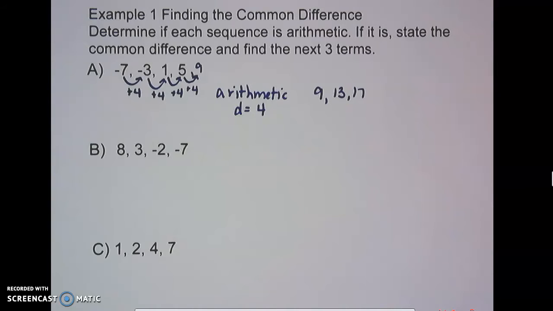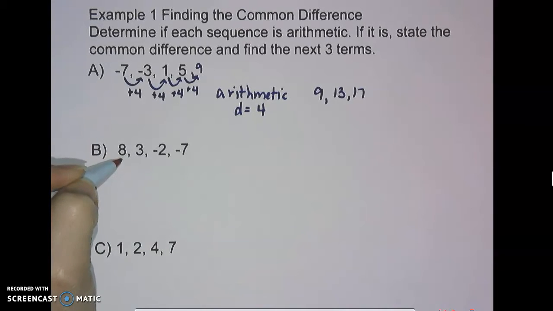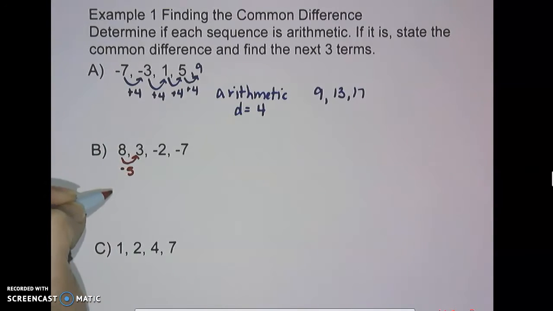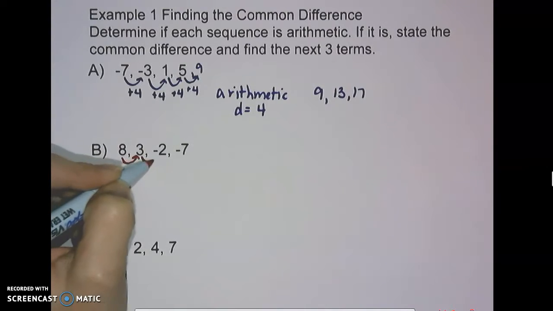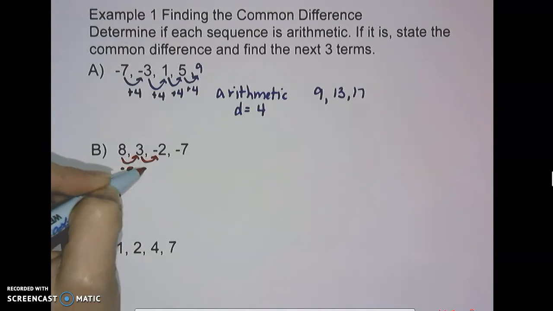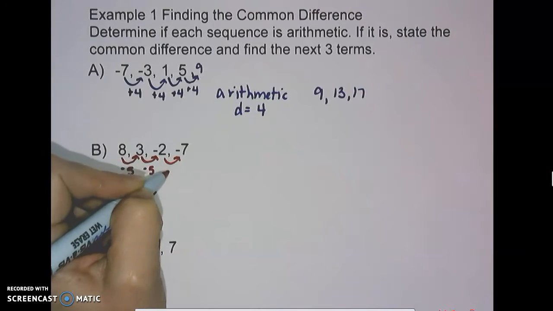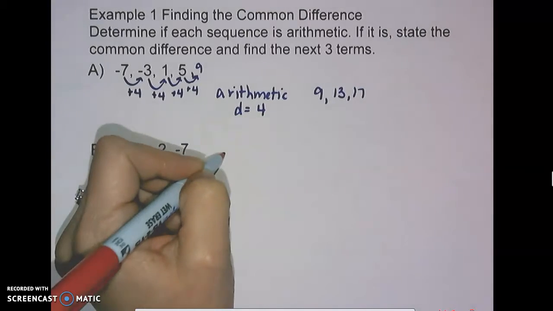So we have 8, 3, -2, -7. Here we're going to figure out what pattern is happening, or if there is a pattern. From 8 to 3, we're getting smaller, so we're adding a -5, or just subtracting 5. From 3 to -2, again, we're subtracting 5. And from -2 to -7, we're subtracting 5, or adding a -5. Since the same thing's happening each time, we would say arithmetic.